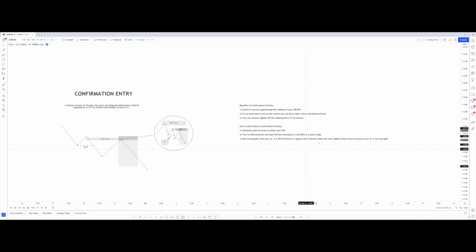And the next thing I want to mention is it's really important to check the highest time frame, the next highest time frame, to ensure your stop loss is not too tight. So that means if we're on the 1 minute time frame and we're setting our entry parameters, just before you do so, maybe check the 5 minute time frame and just make sure that you're not ignoring some sort of actual important structure, okay?